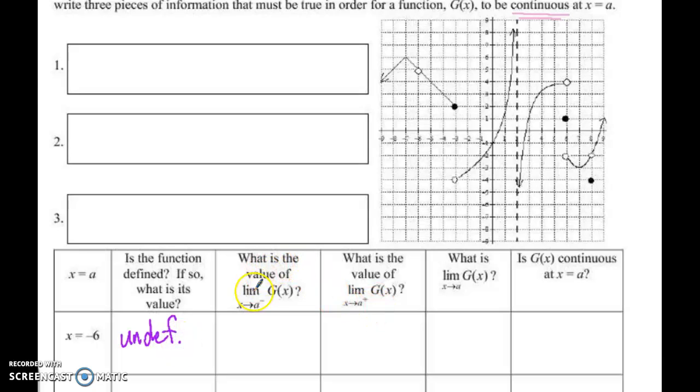All right. So what's the left-hand behavior? Well, on the left side of x equals -6, it's getting closer to 5. On the right side, it's getting closer to 5. So because the left side equals the right side, the limit does exist, and that value is 5. However, it is not continuous. And we talked about in pre-calculus that if you have a hole in the graph, we do not say it's continuous. And that's exactly what's happening here.